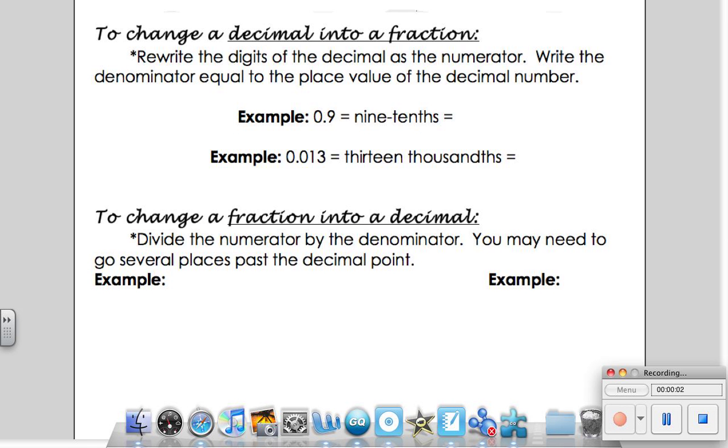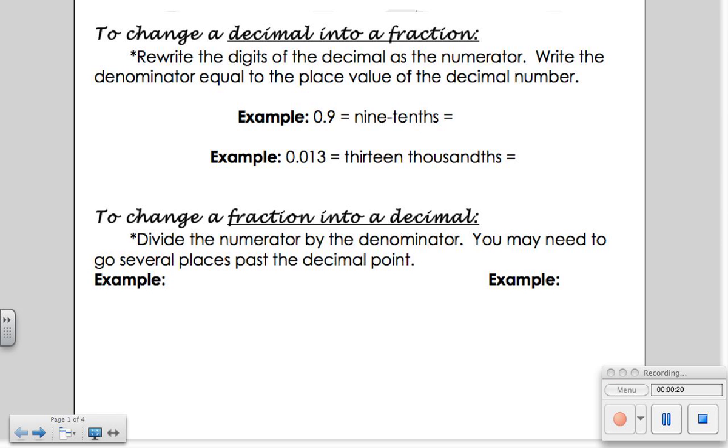Okay, these are notes on how to change a decimal into a fraction and then a fraction into a decimal. So for example, one thing that you're going to really have to know how to do is read decimals in terms of their place value. In this example, we have 0.9, which we know that one place after the decimal point is a tenth. So this would be written just as it sounds, 9 tenths.